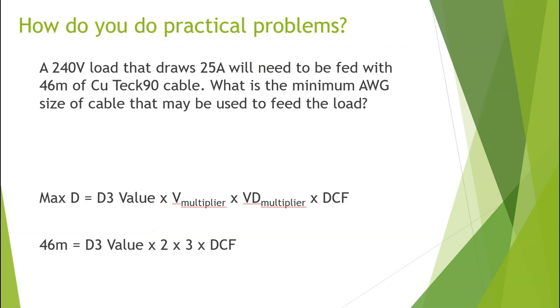So let's take a look at a practical problem. Here we have a 240 volt load that draws 25 amps, and we need to feed it with 46 meters of copper Tech 90 cable. And that's because the load is where the load is and the panel is where the panel is. We don't get to move those two physical entities often. And so now we have to actually just do the calculation in order to size the conductors. And the question then will come from the point of view of what is the minimum size wire that I can run and not break code in terms of the 3% maximum voltage drop that we're allowed.